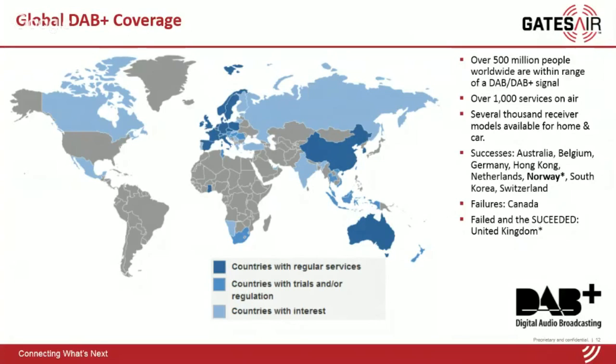Australia did it very, very well. Belgium did it well, Germany, Hong Kong, Netherlands. Norway, one of our huge success stories. Norway is putting on some 600 DAB transmitters across the country, and we're a big, big part of that. And they've, well, we'll get into that in a minute, but they've already announced their total transition to digital. Other countries like South Korea and Switzerland have done well.